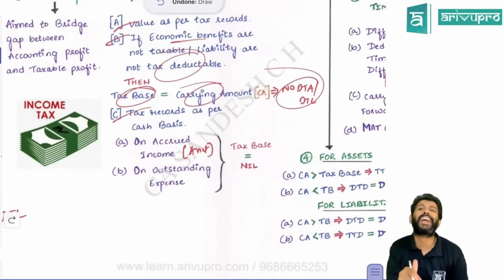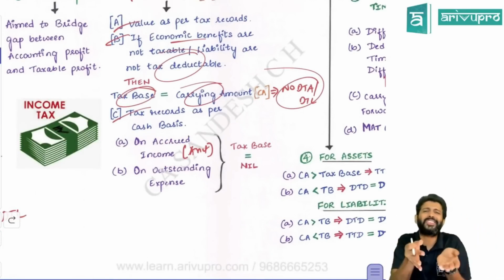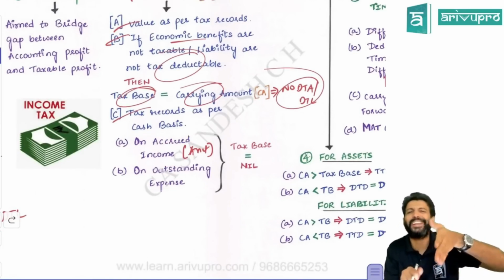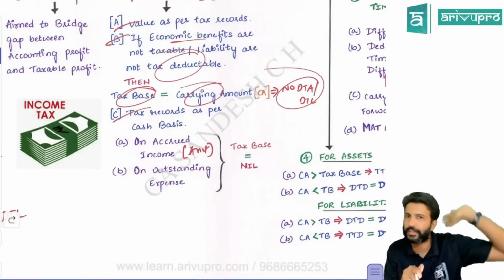So the accrued income will have a carrying amount, and you make its tax base nil. That means there will be a difference, and this is a temporary difference. So on this you create DTA or DTL today, this year, and next year you can reverse it.